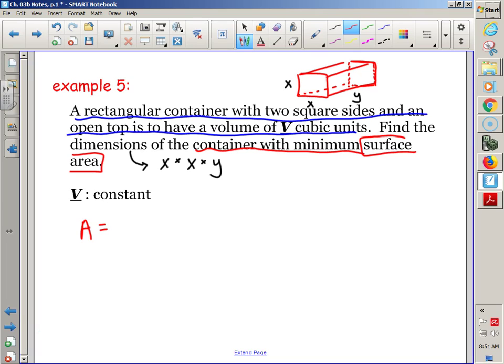Open top? Okay, so it has a bottom and not a top. Which means it has 1, 2, 1, 2, 3, not 4, X, Y, and then 1, 2. It only has 5 sides instead of 6, right? 1, 2, 3, 4, 5.